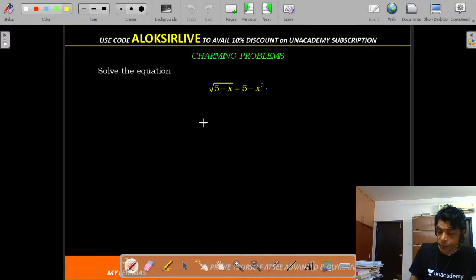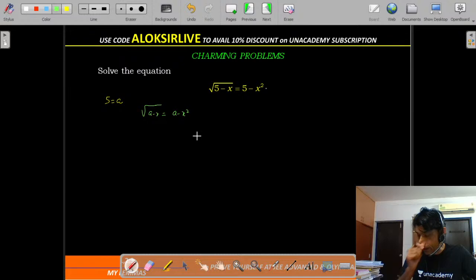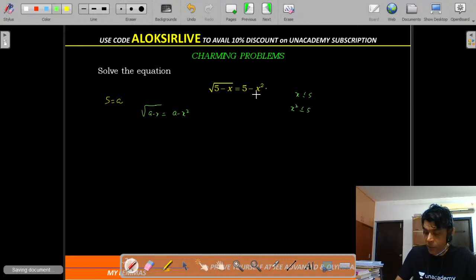For this, again the same thing: I will write 5 equal to a, so that I'm not considering 5 anymore. So if I write like that, I will get square root of a minus x is a minus x squared. And one more thing, if you want things to be defined in real numbers, solve the equation on R, so you will get x less than or equal to 5, and from here x squared less than or equal to 5, because 5 minus x squared must be non-negative.